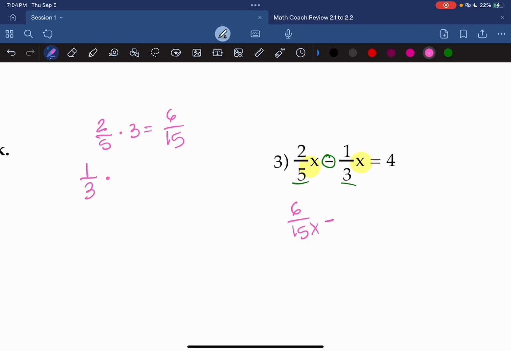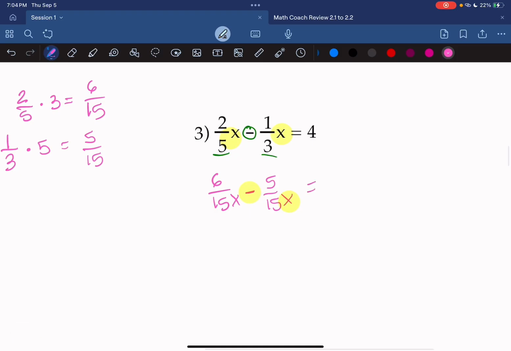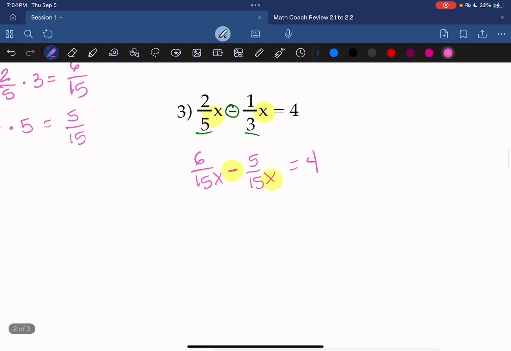3 have a denominator of 15? We multiply by 5. 1 times 5 is 5, and 3 times 5 is 15. So 5 over 15x. Don't forget to bring down the x and the minus sign, equals 4. So now we can subtract these fractions. So what's 6 minus 5? That would give us 1 over 15x equals 4.